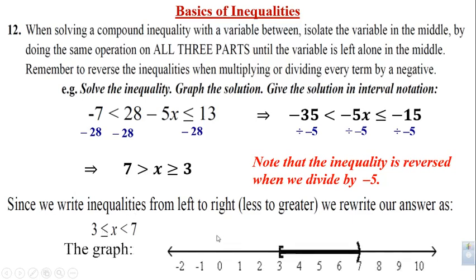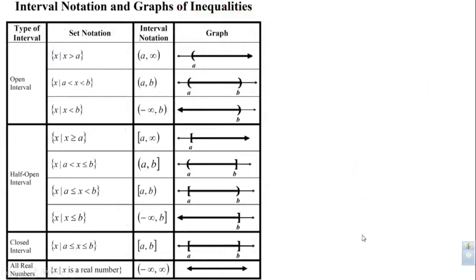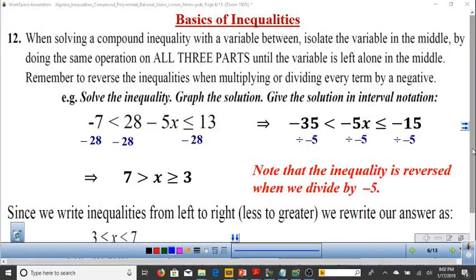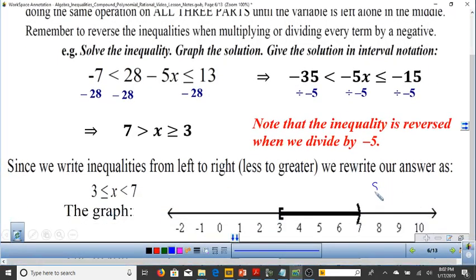And then we can graph them on the number line, starting at 3 and ending at 7. And then we can write our solution using interval notation. So our solution here would be bracket 3 comma 7 parenthesis.